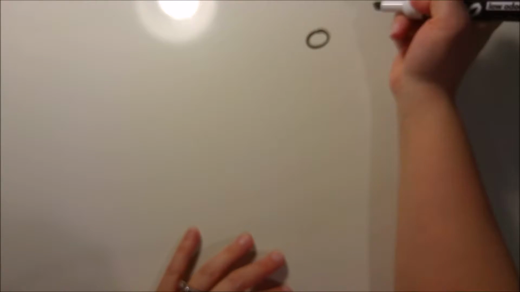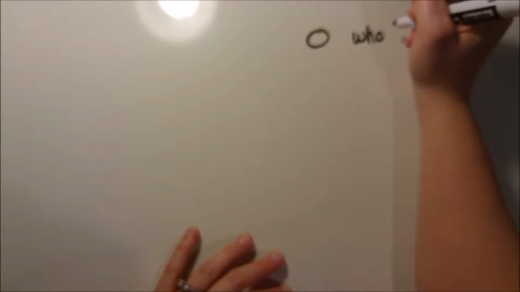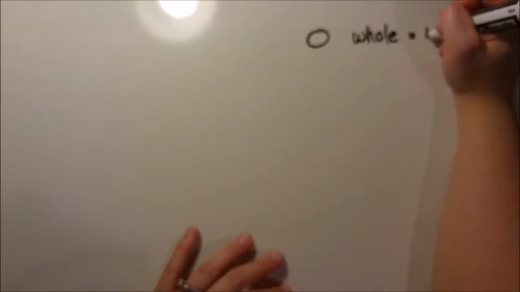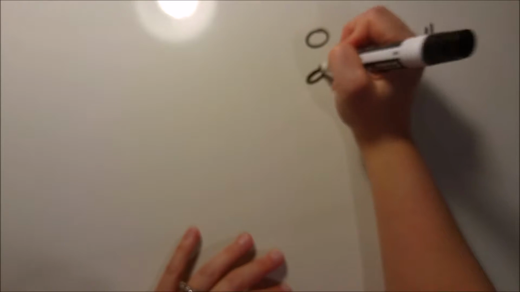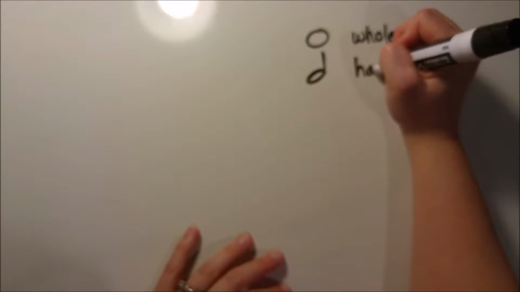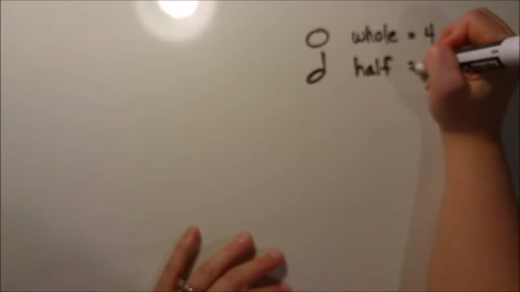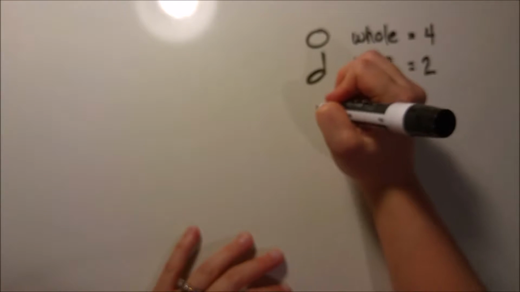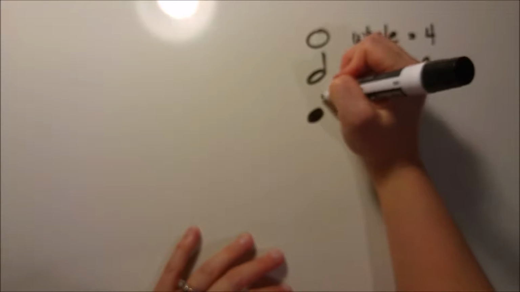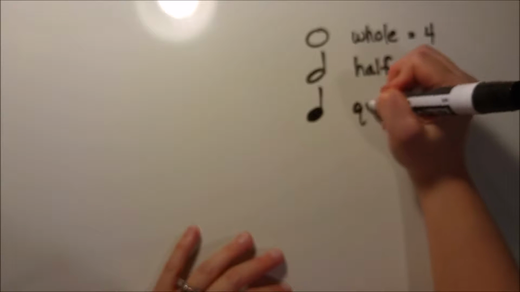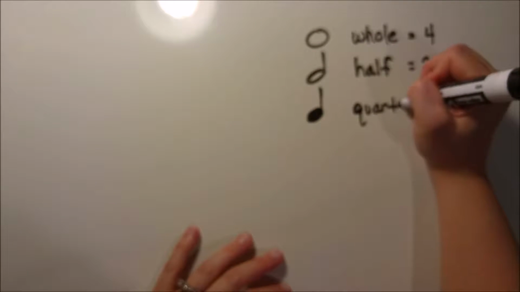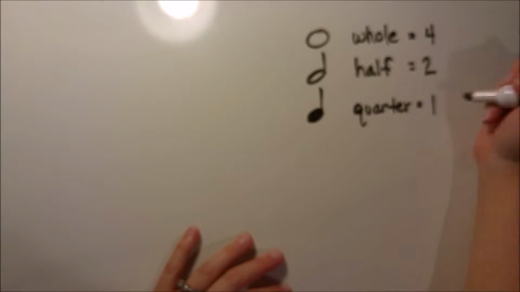So this was a whole note, and that got 4 beats. This was the half note, which got 2 beats. If we take that note head and color it in, that gave us the quarter note, which got 1 beat.